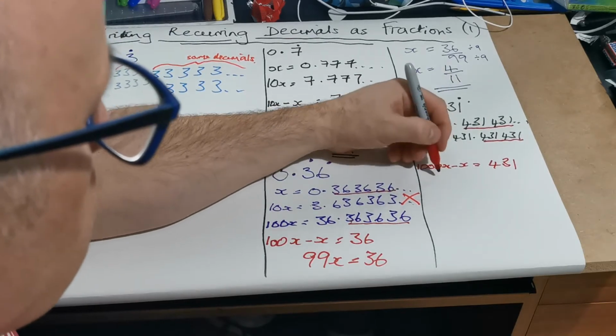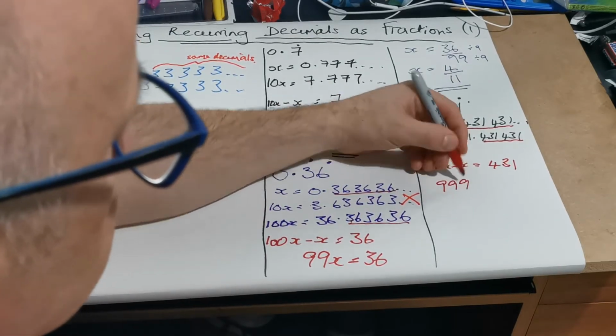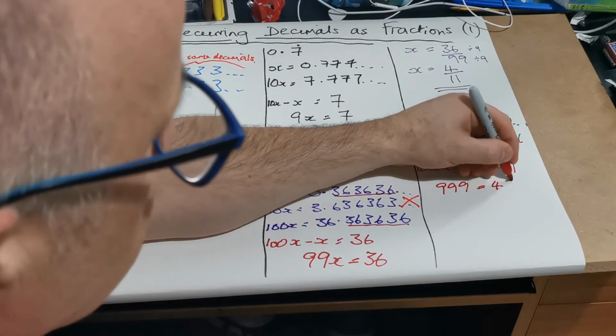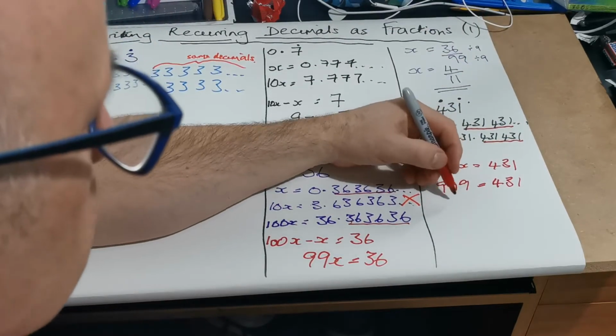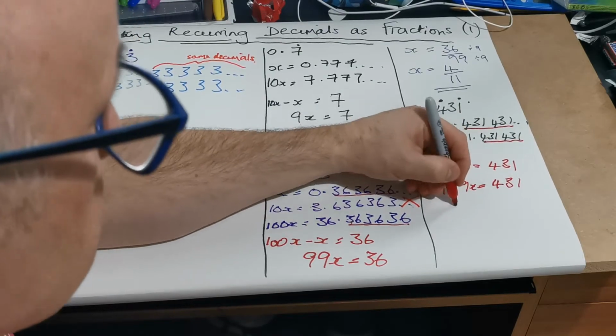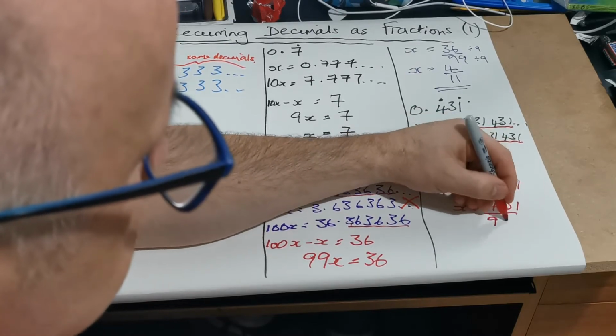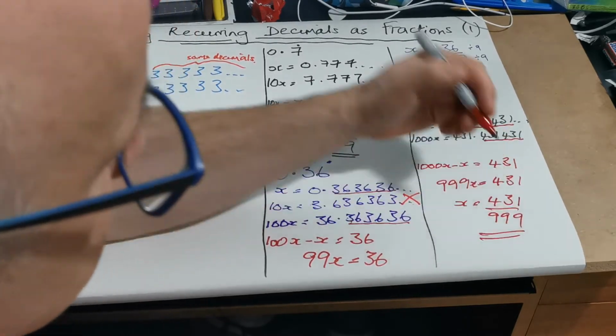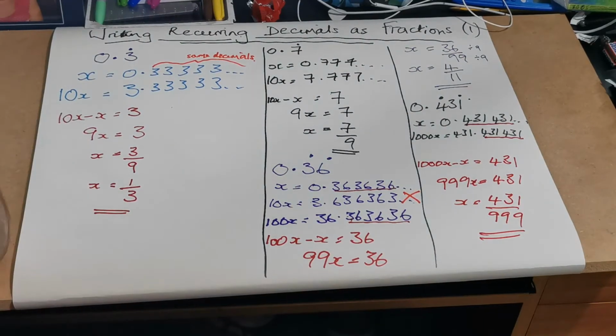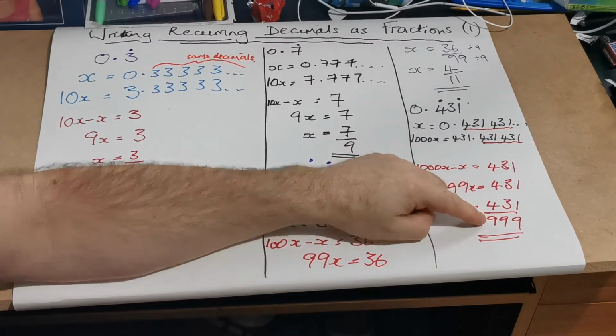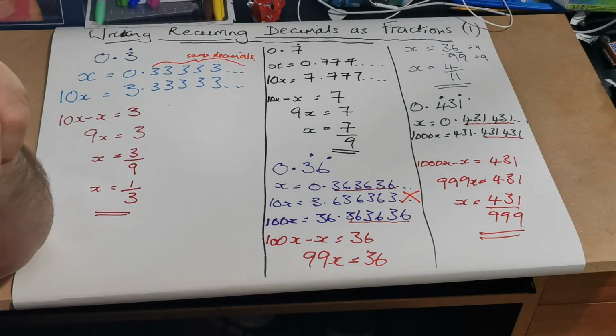So that means I'll have 999x equals 431, so x is equal to 431 over 999. Does that cancel down? Well, let's have a think. 999 is 111 times 9, which is something times 3. What is it times 3? 37 times 3.